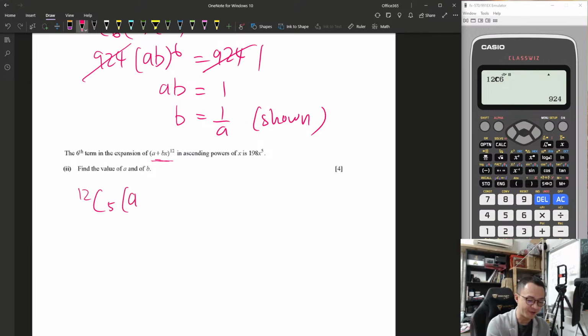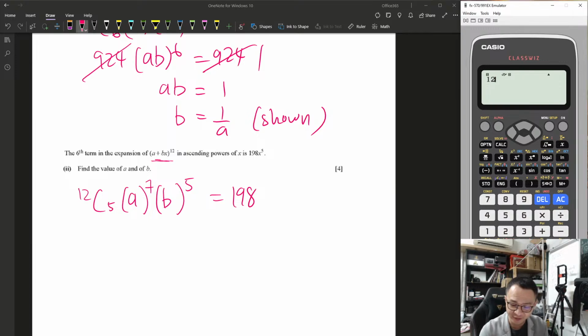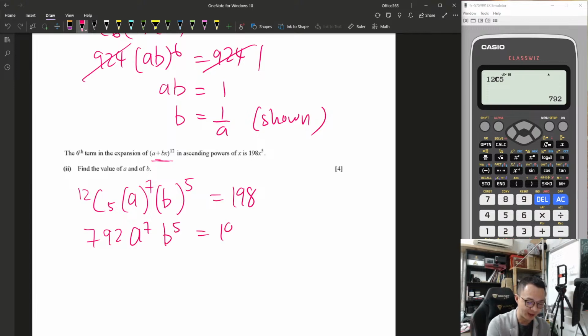This is a power of 5. a power of 12 minus 5, which is 7. Then bx power of 5. If I want to take the coefficient only, I don't put the x, sorry. So 12C5 is 792. a power of 7, b power of 5 equals 198.